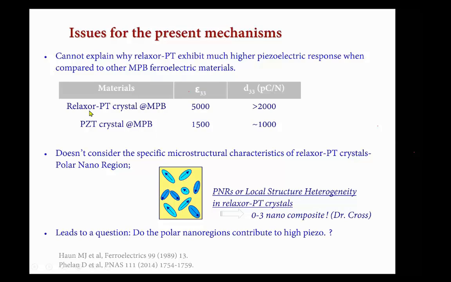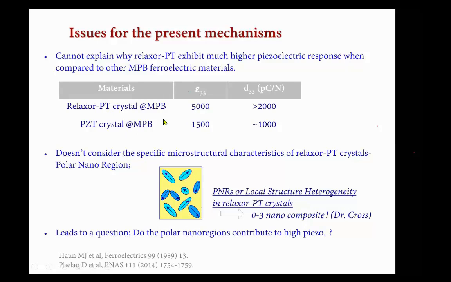This table shows the relaxor-PT crystal with MPB composition, and we compare it to the PZT crystal with MPB composition. Both are crystals, so we can take advantage of domain engineering configuration. We can take advantage of the anisotropic characteristic, and they also have the MPB region. Certainly we don't have a PZT crystal sample to measure the real properties, so this value is calculated by Hong in 1989. You can see the dielectric constant and piezoelectric coefficient are much higher than PZT for relaxor-PT crystals.